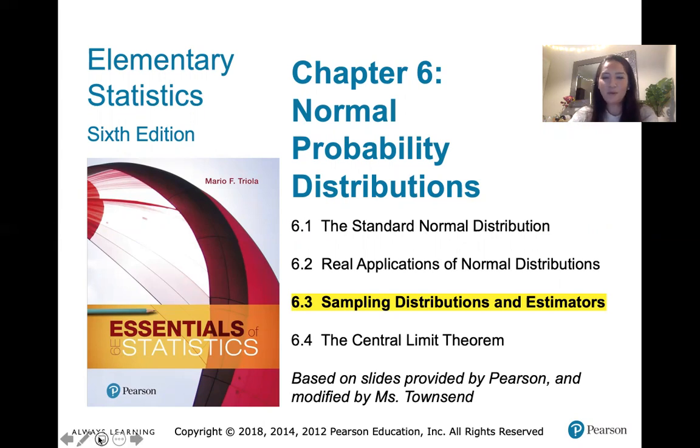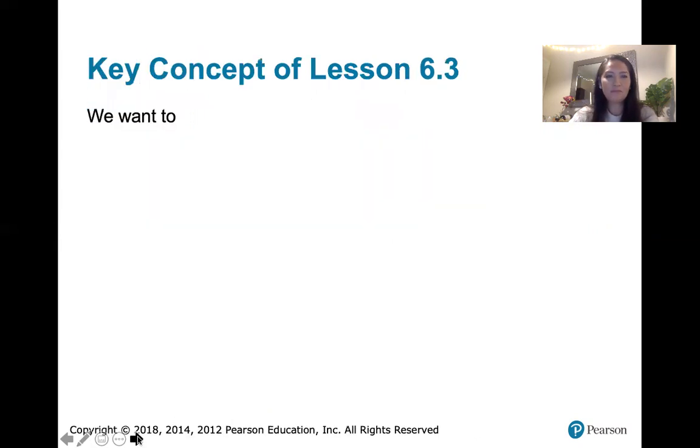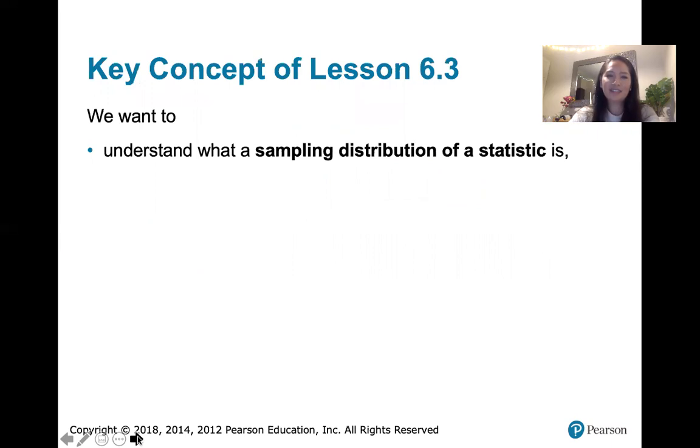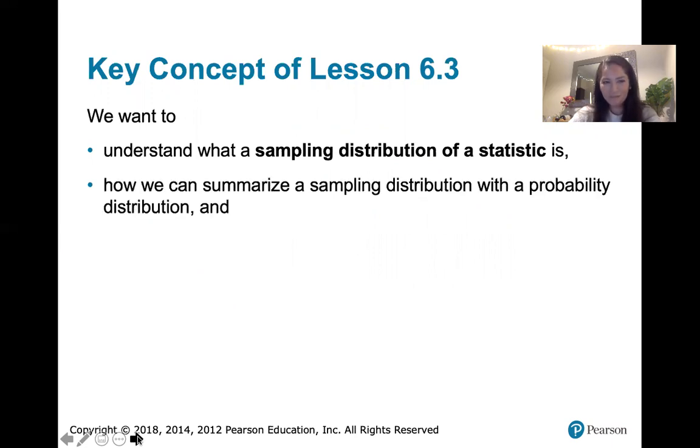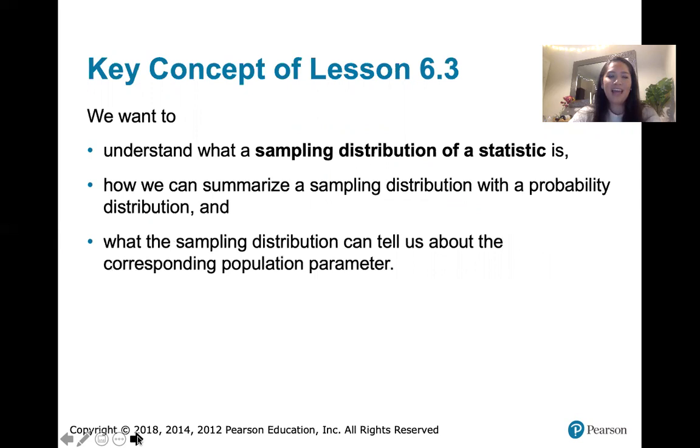And then in 6.4, we'll talk about the central limit theorem. So the key concepts of this lesson are that I want you to understand what a sampling distribution of a statistic actually is. And then I want you to know how you can summarize that sampling distribution with a probability distribution and what that sampling distribution can tell you about the corresponding population parameter.